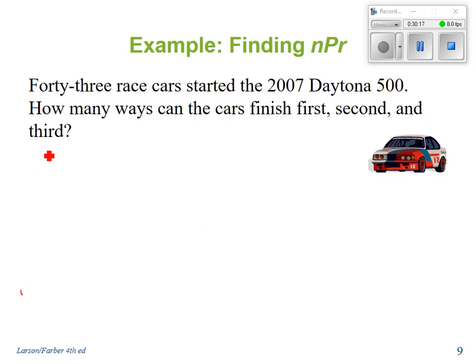43 race cars started the 2007 Daytona 500. How many ways can the cars finish first, second, and third? What's our first number? 43, and how many are we taking at a time? 3. 74,046. So about 74,000 different ways that race could have finished.